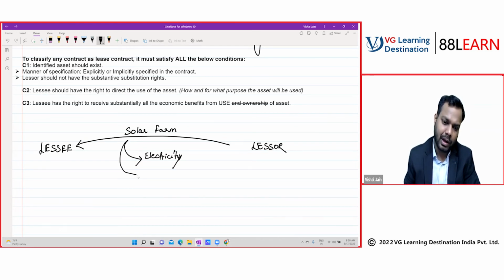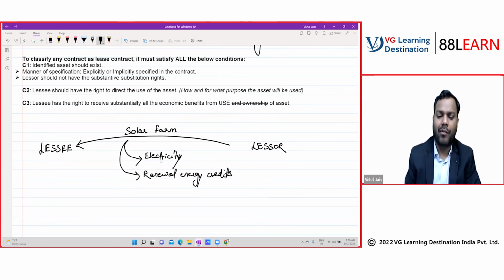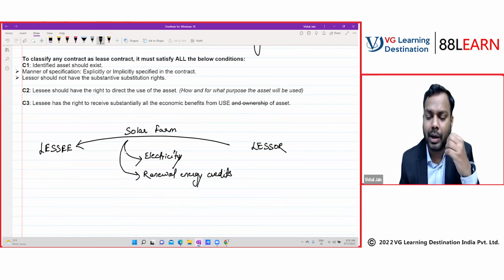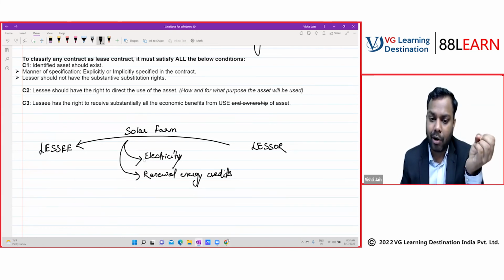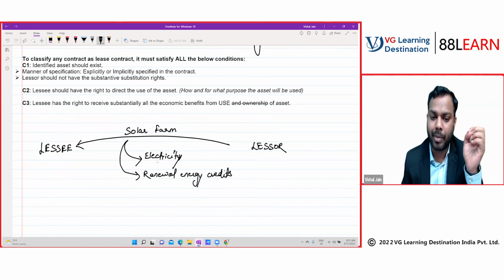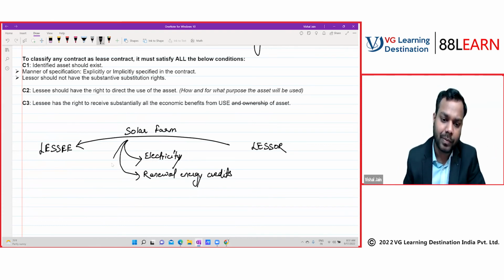Another is renewable energy credits. Basically, what happens when you use a solar farm? You generate electricity, and on the basis of electricity generated, you get renewable energy credits from the government, right? Incentives from the government. And now, the third one is tax benefits.